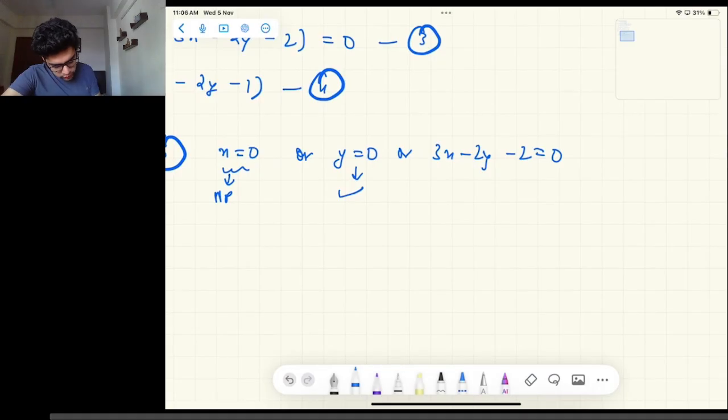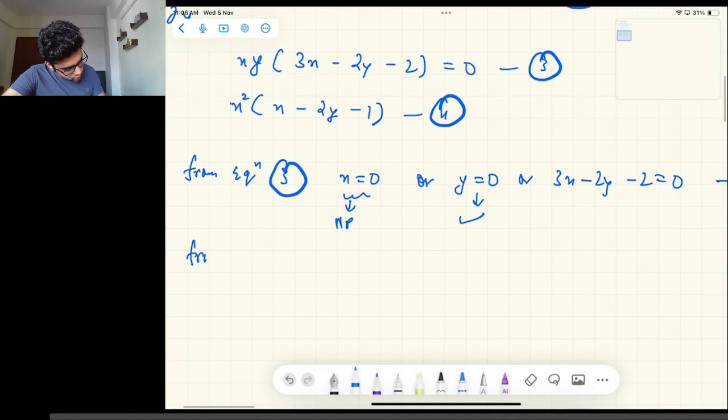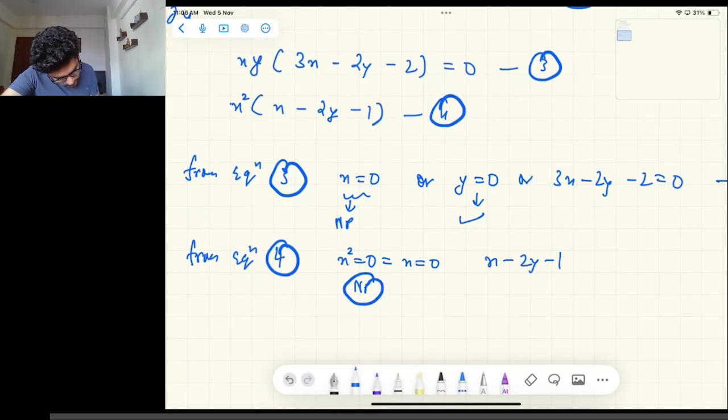Now coming back to this equation. This will be my fifth equation. Now from equation 4, I can say that x is equal to 0 because x square is there. So x square is equal to 0 implies x is equal to 0, but I'll reject this, not possible. Then moving on to x minus 2y minus 1 equal to 0. This will be my equation 6th.